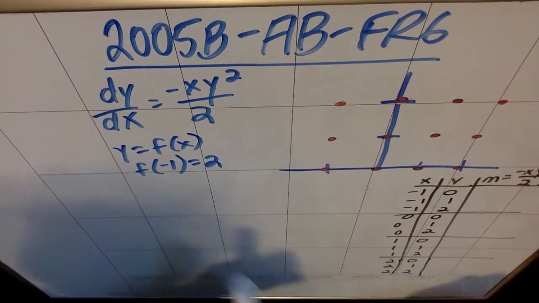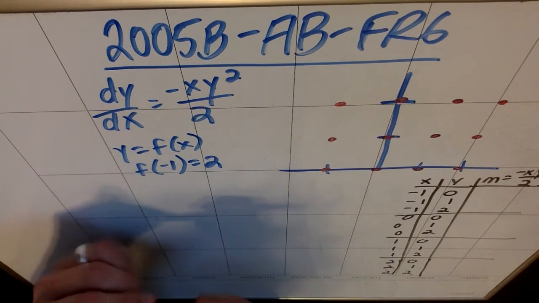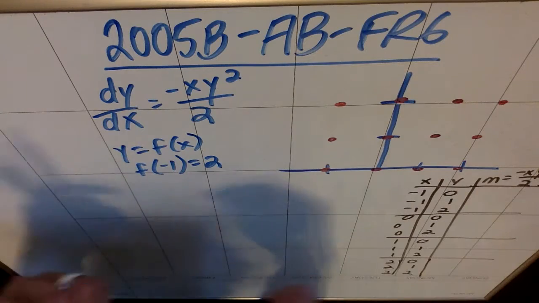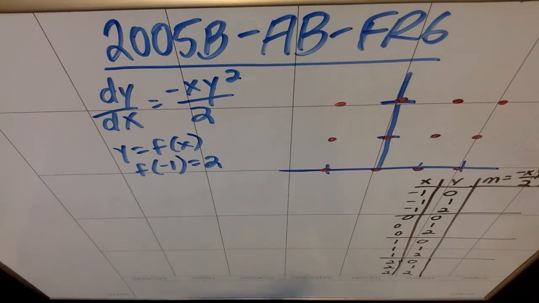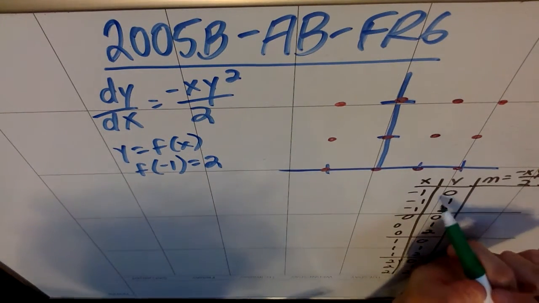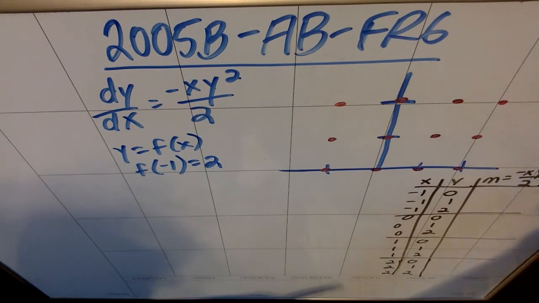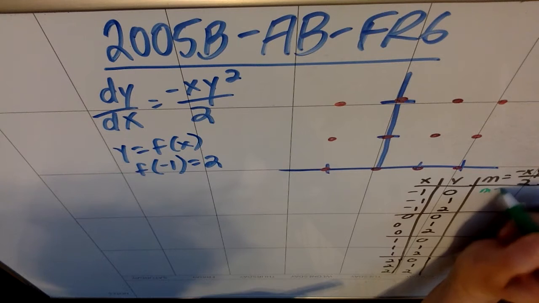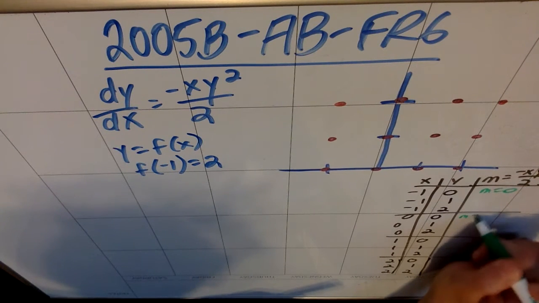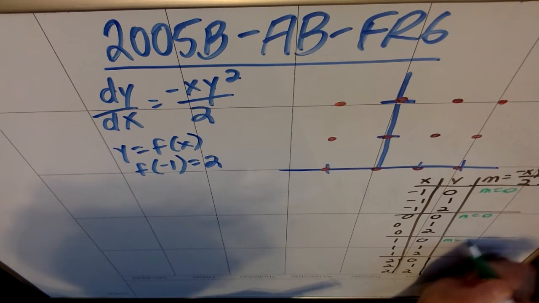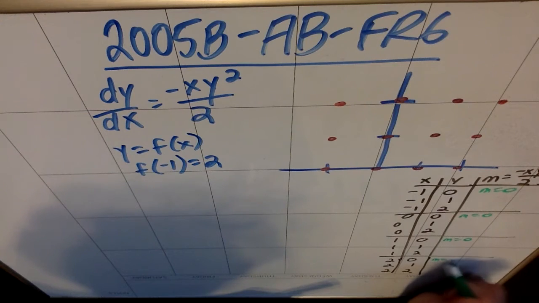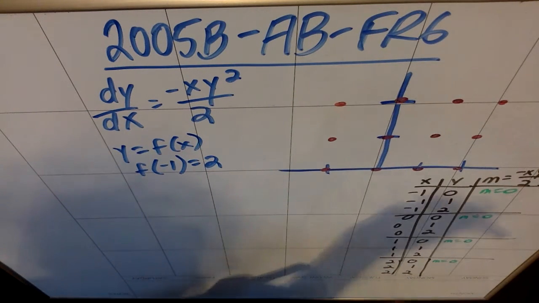So the very first thing you might notice, and it's up to you if you do, is that if either x or y is 0, then the slope is 0. So what I'm going to note right here in green is that all of these that have a 0 in a coordinate are going to come out 0, because negative x times y squared is going to come out 0. So this is a slope of 0, right? This guy's a slope of 0. This guy's a slope of 0. This guy's a slope of 0. So there are 4 spots where there's a slope of 0, and I'm just going to put them on first.